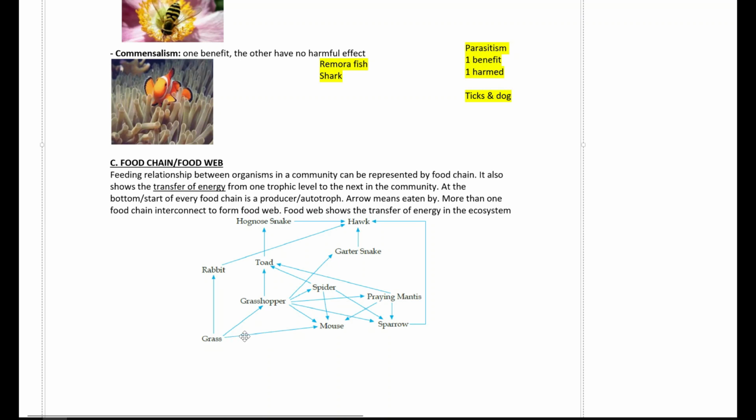Okay, there's one more here, just one more example. So this is a really short one. So I have got my grass to grasshopper and then to garter snake. Okay, and to the hawk as well. So the hawk is what we call the apex predator, APEX, that's the top predator.